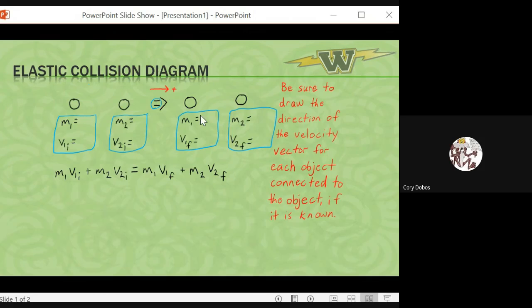If you change the variables to say like MC for M1, then all the ones where you say M1 should say MC. But this structure is going to work on every single elastic problem. Okay, it's very simple. So that's the setup.